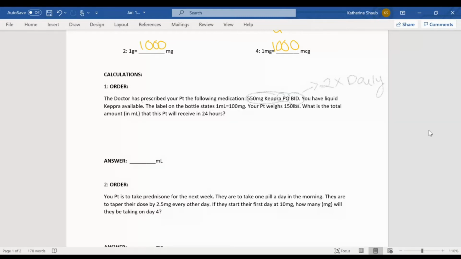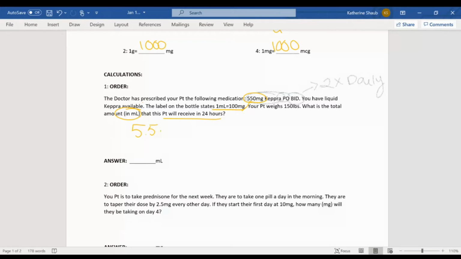So you want to get the amount in milliliters that this patient will have in 24 hours. So you know 1 milliliter equals 100 milligrams. So how many times can 100 go into 550? Well, that's easy. That is 5.5 times. That 100 can go into 550 for your dose. And that 1 milliliter equals 100 milligrams.